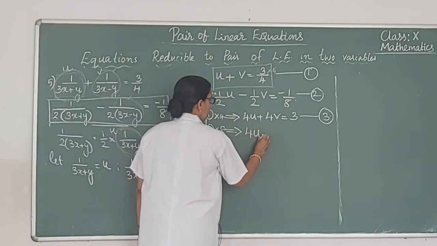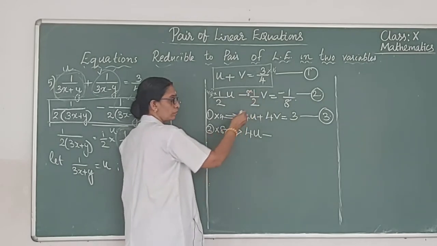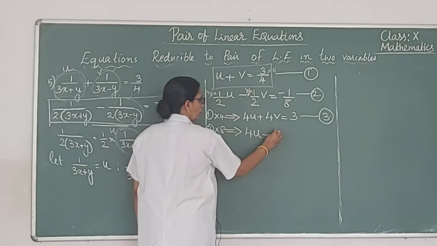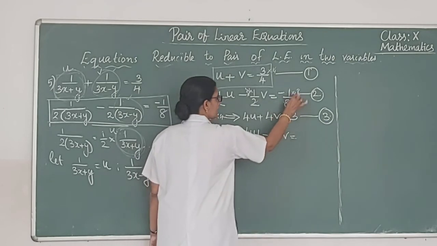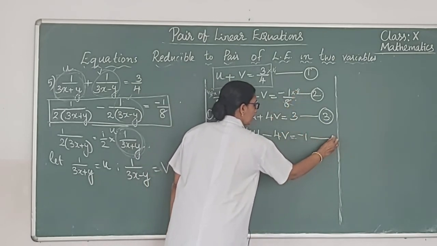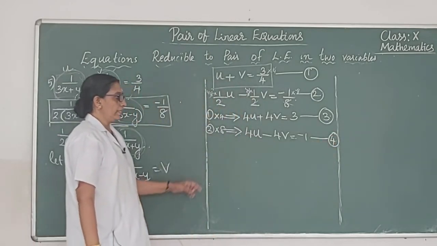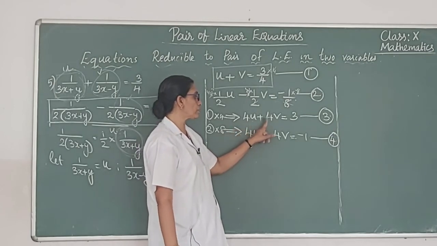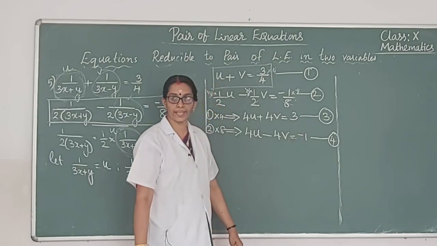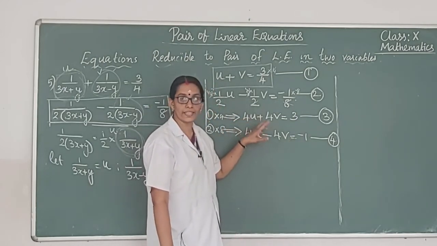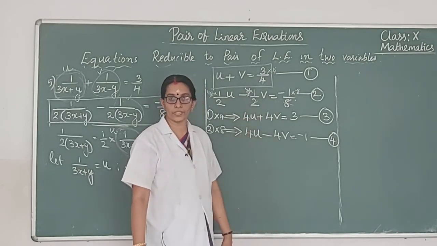4u minus, here also 4 into 8 into 1 by 2, it is 4. 4v equal to, if you are multiplying here also by 8, what we will get? Minus 1. This is equation 4. Now we got the equations 4u plus 4v equal to 3 and 4u minus 4v equal to minus 1. Here coefficients are equal. So we don't want to do more to equalize the coefficients.